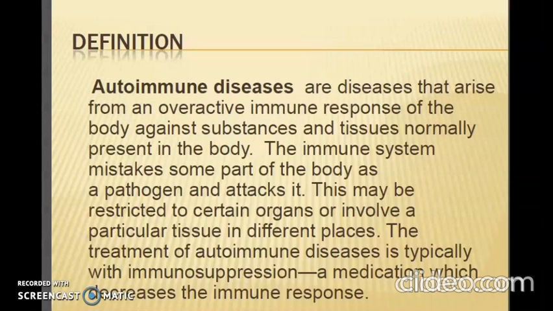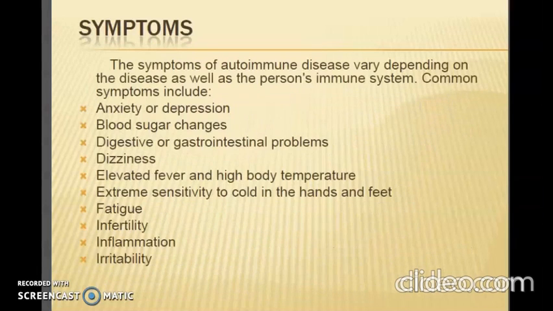This may be restricted to certain organs or involve a particular tissue in different places. The treatment of autoimmune diseases is typically with immunosuppression, that is, a medication which decreases the immune response. The symptoms of autoimmune diseases vary depending on the disease as well as the person's immune system.